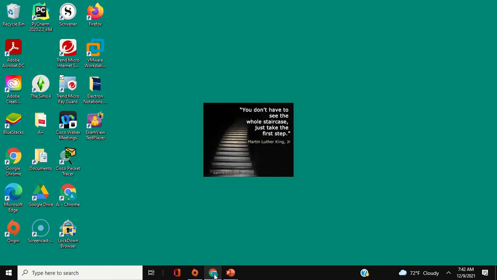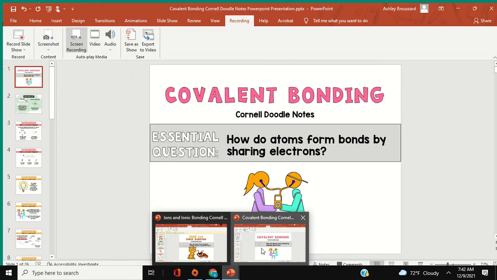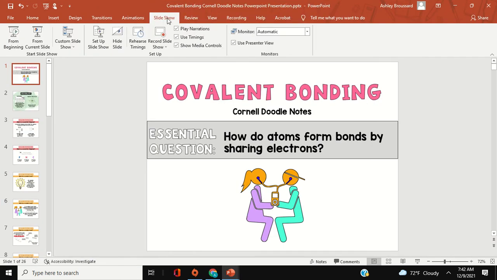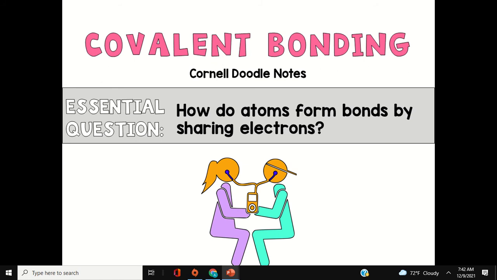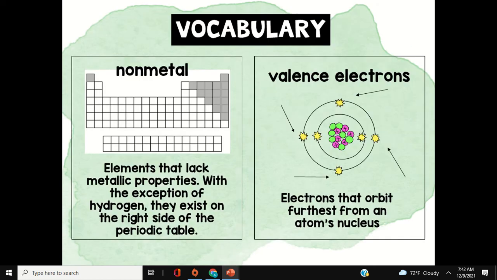We are going to be talking about covalent bonding today. We've already discussed ionic bonding, and when we talked about ionic bonding, we made sure that we understood that ionic bonding was the process of electrons being transferred. Now we're going to talk about covalent bonding, which is electrons being shared. So the essential question is, how do atoms form bonds by sharing electrons? That is going to be the purpose of this lesson, with that keyword being sharing.